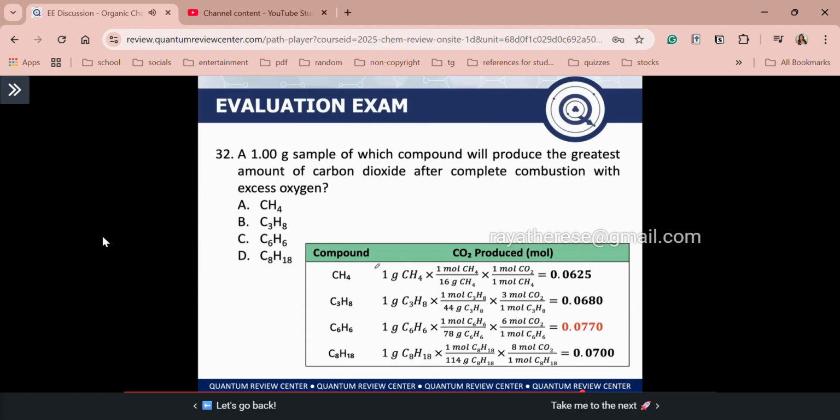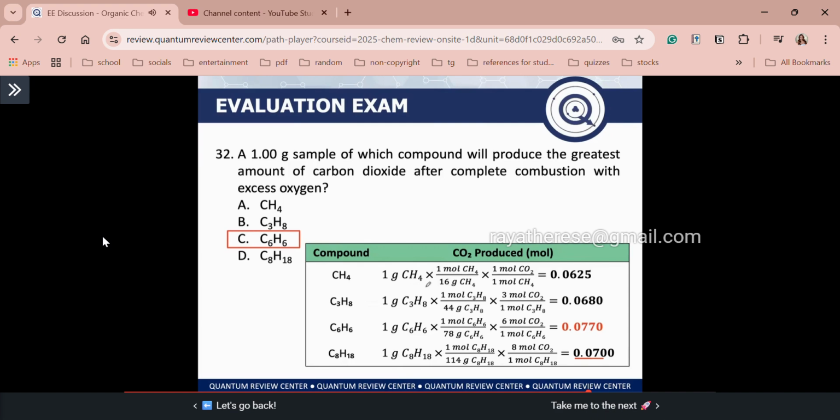So, actually, class, letter D, the carbon dioxide produced is very close to that of letter C, C8H18. So, here, 1 gram of C8H18. This is octane, 114 grams molar mass. Our stoichiometric ratio, 1 mole of octane will yield 8 moles of carbon dioxide. This is equivalent to around 0.07 moles of carbon dioxide. So class, remember the final answer. For 32, again, we will yield the greatest amount of carbon dioxide upon complete combustion of benzene. Alright, for number 32, the answer is letter C.